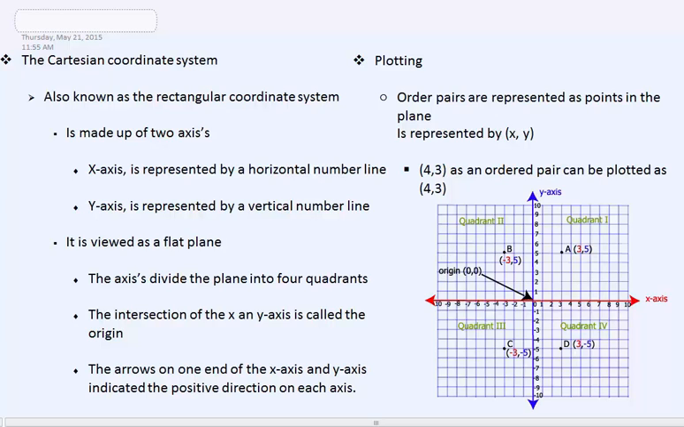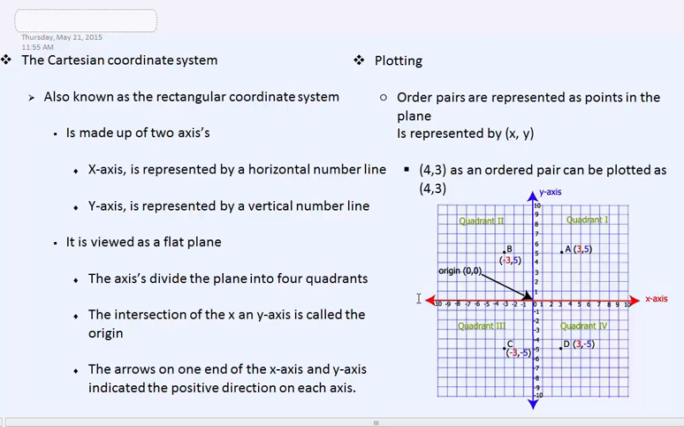Where the x and the y axis intersect is called the origin. The arrows on one end of the x-axis and y-axis indicate the positive direction of each axis, where typically the upward direction on the y-axis is viewed as positive, while the downward direction on the y-axis is viewed as negative, and then on the x-axis, going to the right is usually viewed as being positive, and going to the left is viewed as negative.